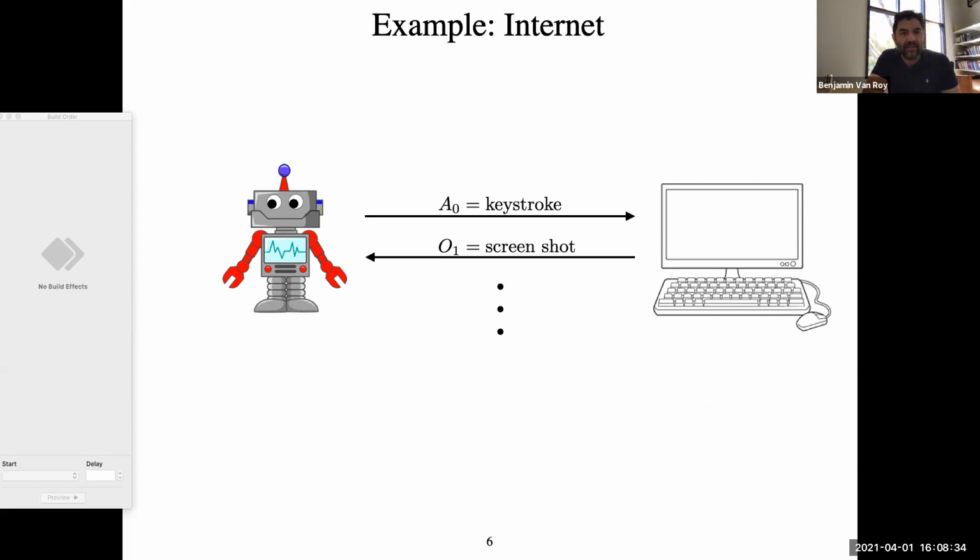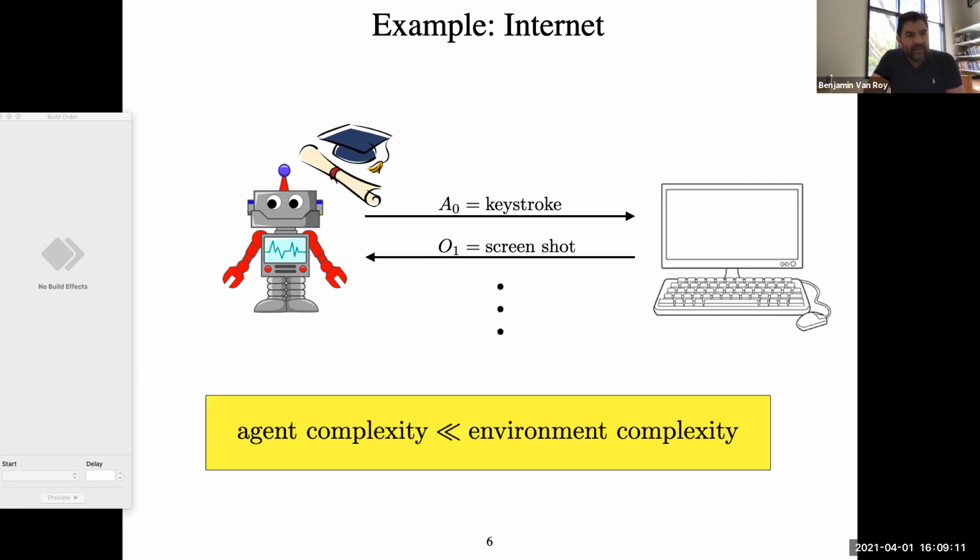Or you could consider the internet, and you can imagine an agent applying keystrokes to a computer and observing what's on the screen, and the agent could interact over time through a computer with the internet. And such an agent might be designed, for example, to educate a populace, or to identify fake news and tag that, or many other things. But when you get to this level of complexity where the agent is dealing with the internet, it starts to become clear that the agent has got to be much simpler than the environment, and that the amount of data it can gather is not going to inform it about everything. It won't tell it everything about the environment.